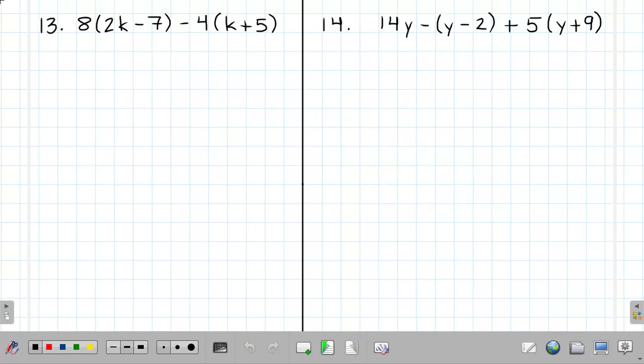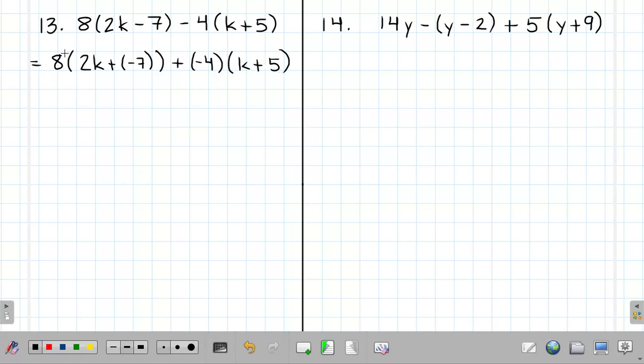And the last two here, okay? These are the two that are the toughest. So number 13, once again, we see we have subtraction here. So in order to help us not get caught up with what we should distribute, let's just write it as a sum. Let's do 8 times 2k plus negative 7, plus negative 4 times k plus 5.